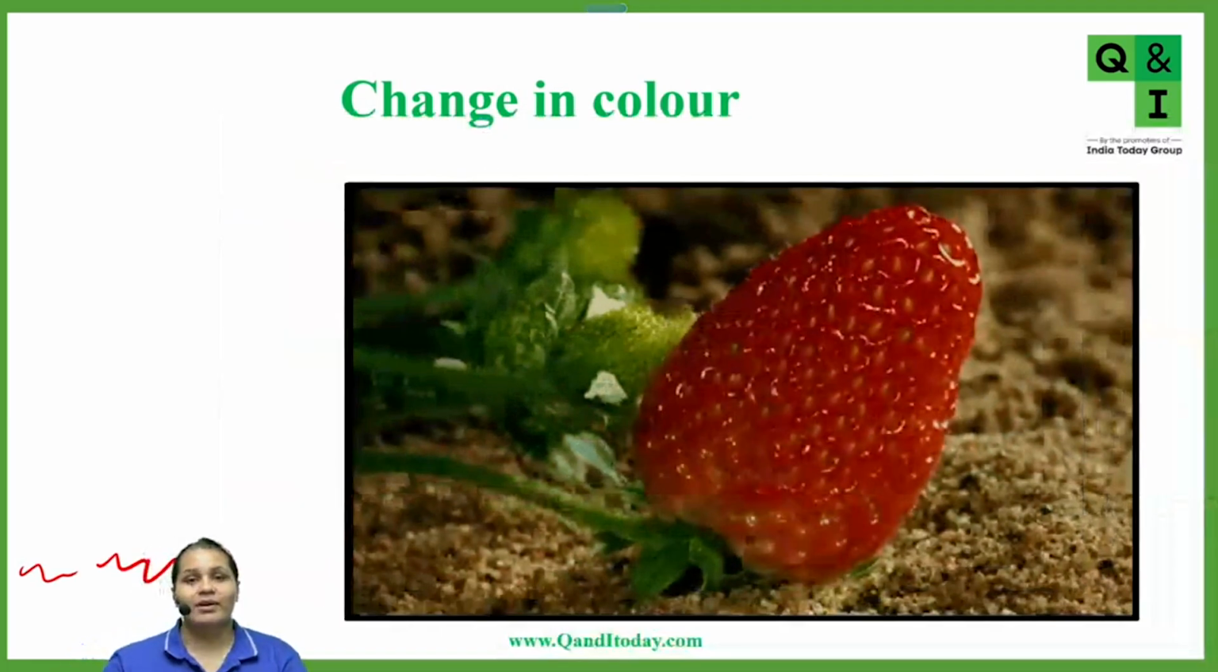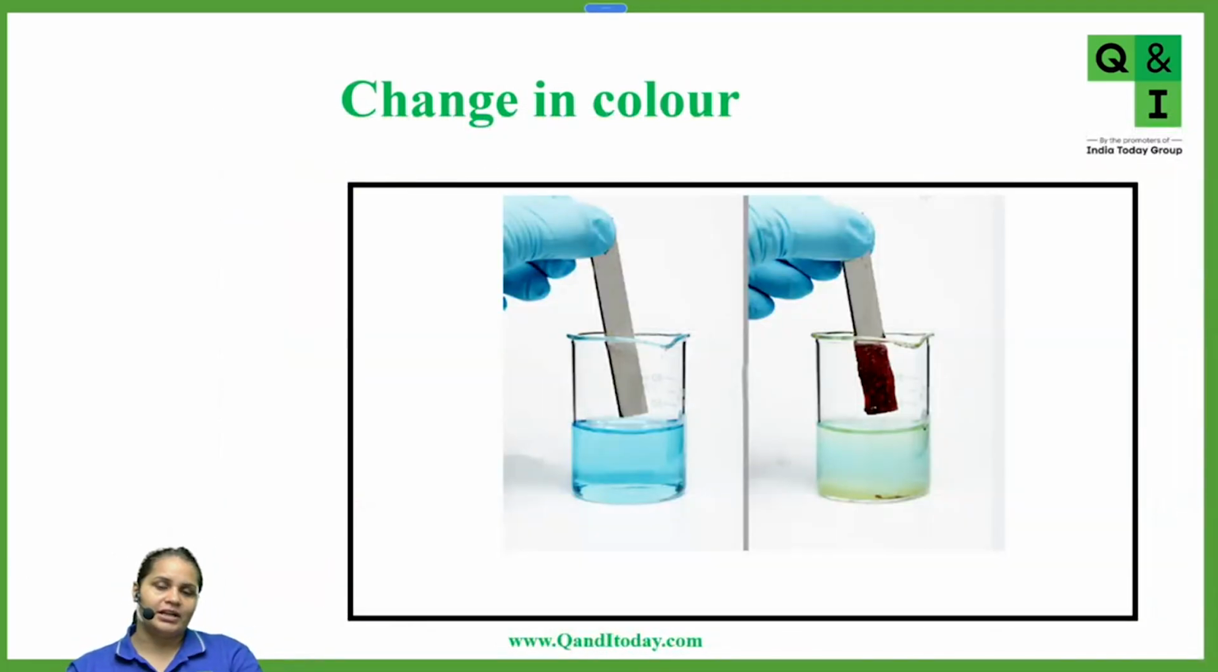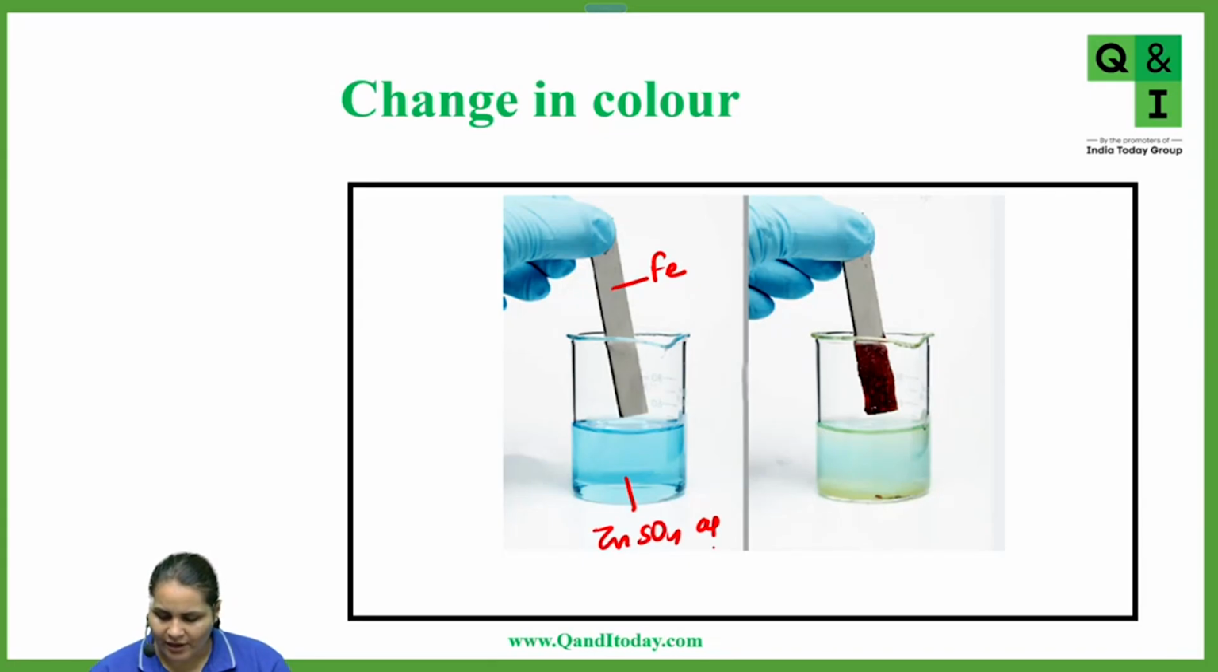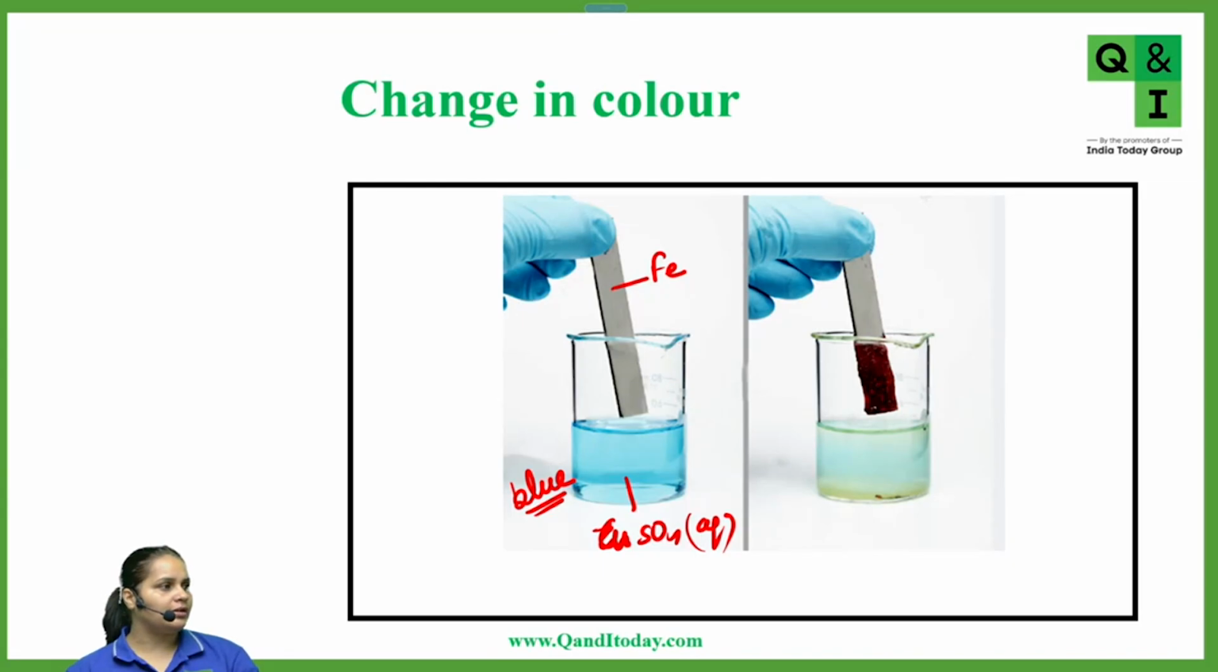Coming to the second one, change in color. A very good example for change in color is when you dip an iron metal into copper sulfate solution. Aq means aqueous. Now, what's the color of copper sulfate solution? That's blue in color, right? Have you seen copper sulfate solution in school?